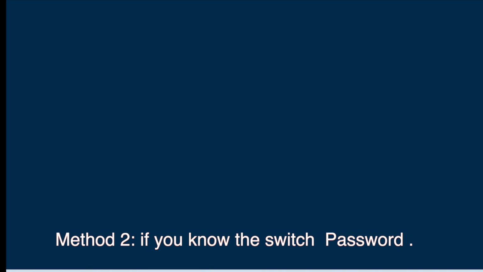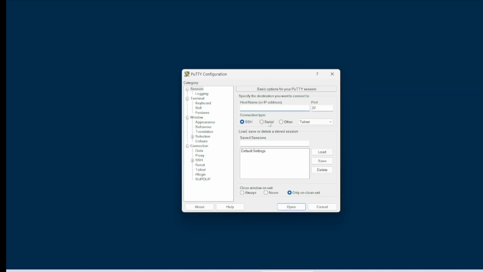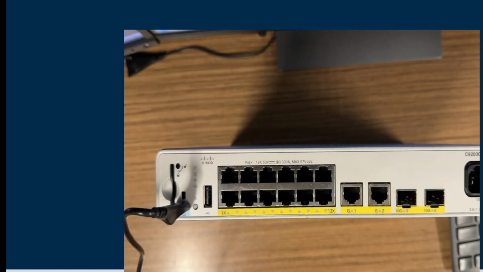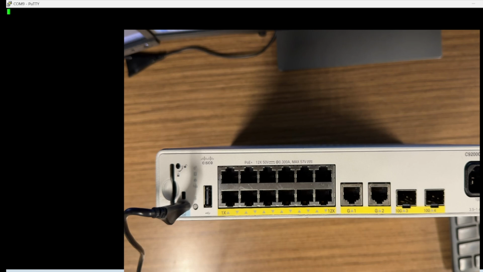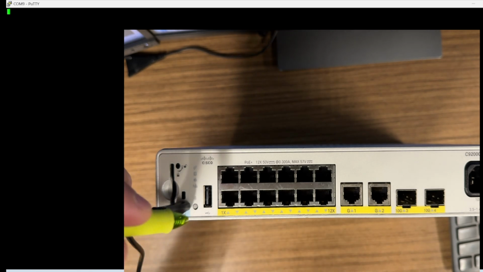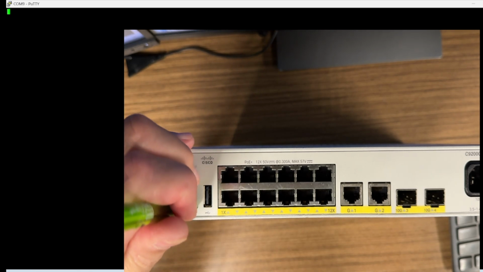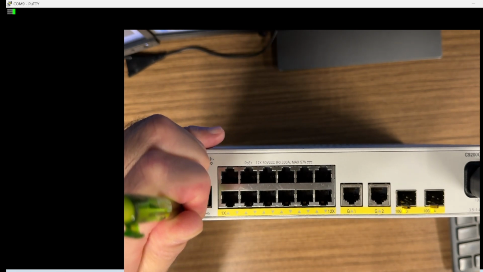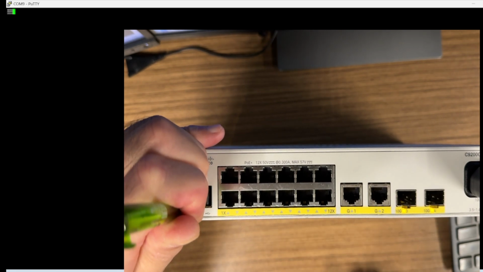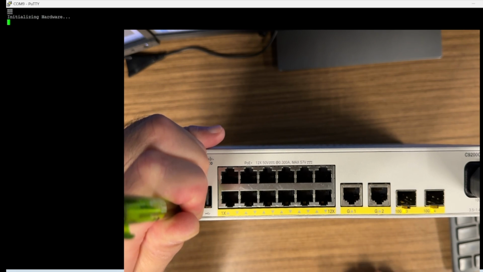The second method is without knowing the password. Without knowing the password, you will connect your switch as you did in the first method. Here you will see a small tiny button. Make sure your PuTTY is on. You will press the reset button and then plug the power in. Make sure to use a pen or pin, because this button should be pressed all the way in. If you use your finger or something similar, it's not going to work.